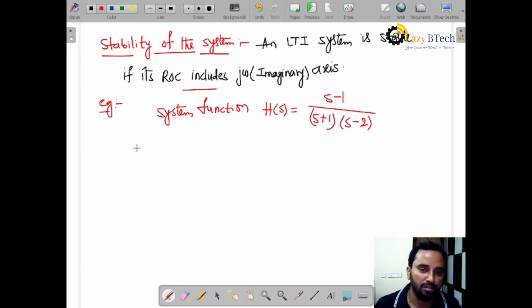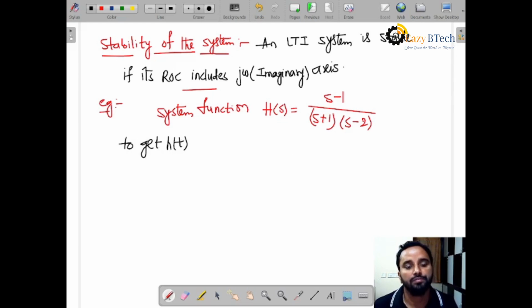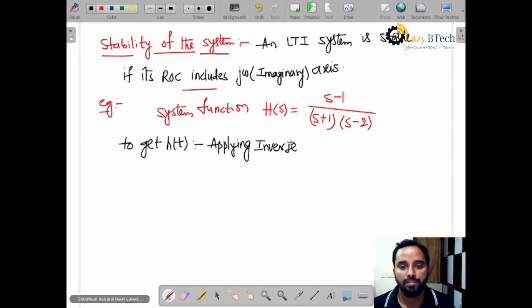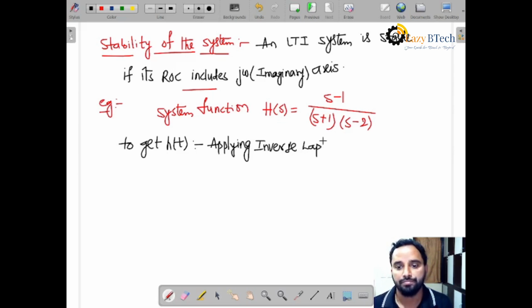Before going to the cases, I will apply the inverse Laplace transform so that I can get h of t. We cannot apply the inverse Laplace transform to the total system function, so we need to split it using partial fractions, and then apply the inverse Laplace transform.